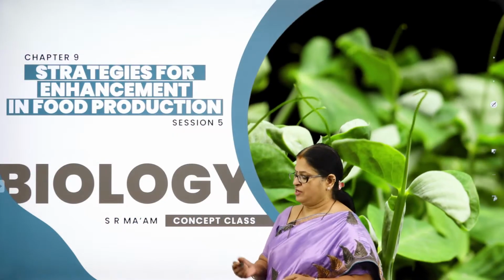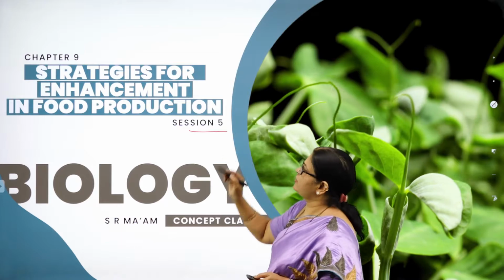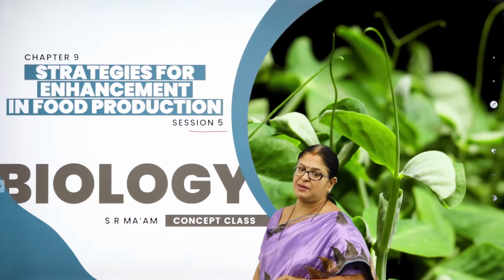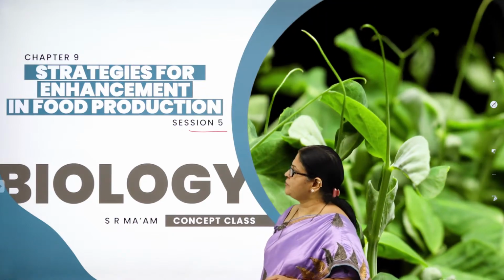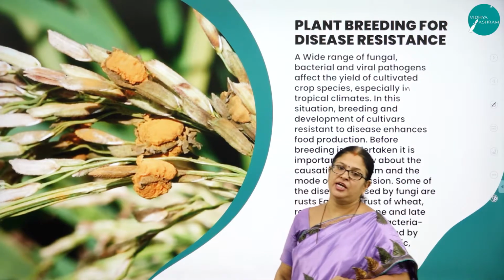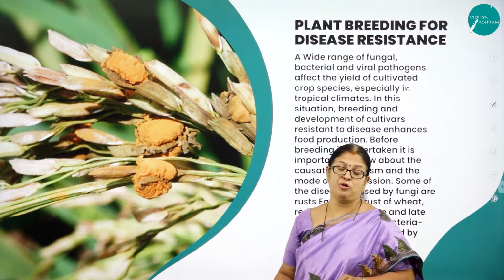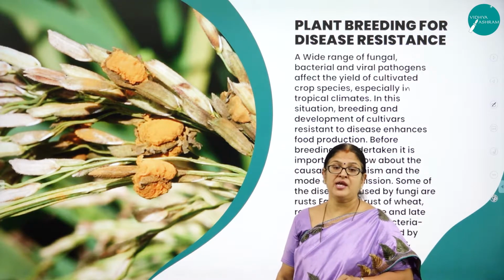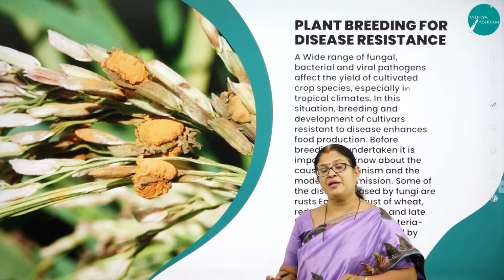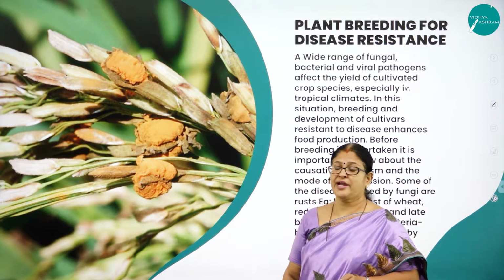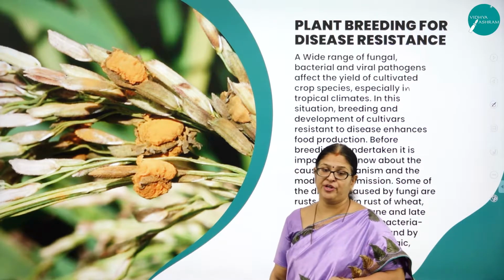Hello everyone, welcome back to session 5 of this very important chapter called Strategies for Enhancement in Food Production. What did we learn in the last session? We studied about plant breeding, that is mutation breeding, and also we studied about Dr. M.S. Swaminathan, who is the man behind the Green Revolution, right? In today's session, what are we going to study?